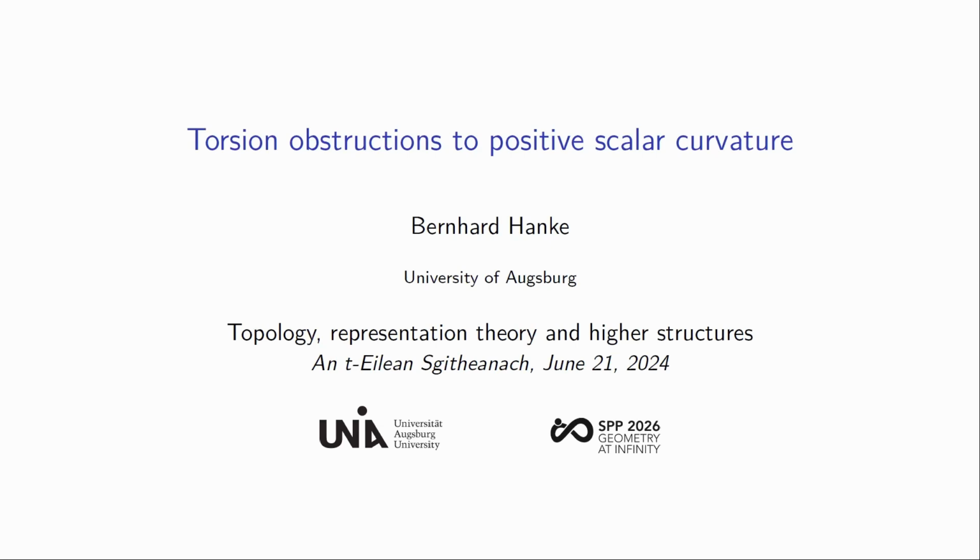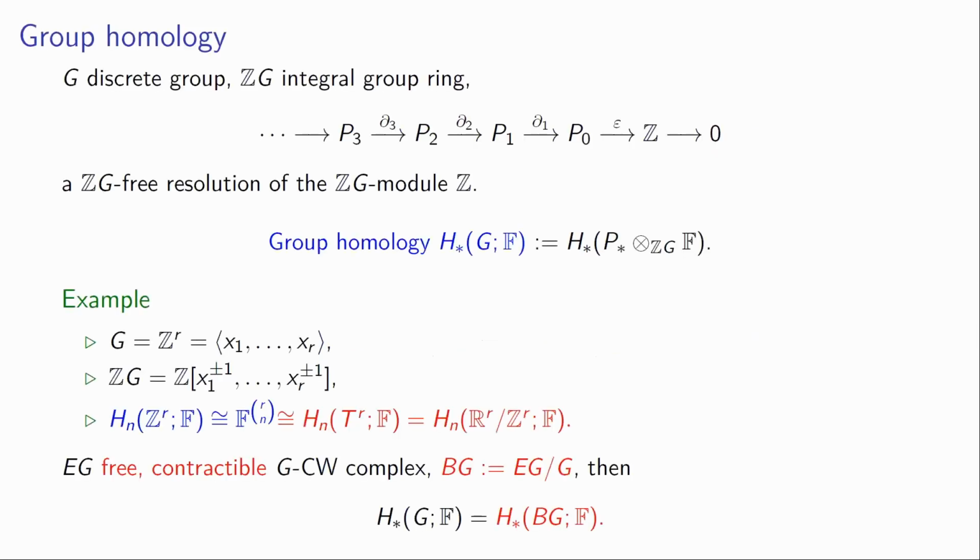So I will talk about torsion obstructions and positive scalar curvature. Apparently, this is the only talk in this workshop connected to scalar curvature geometry, but there is an interesting connection, especially to group homology, that I would like to point out in my talk. We are always asked to pick up people where they are, so I start with group homology here.